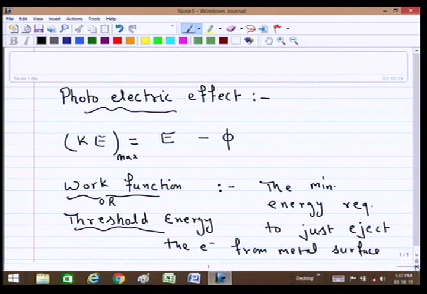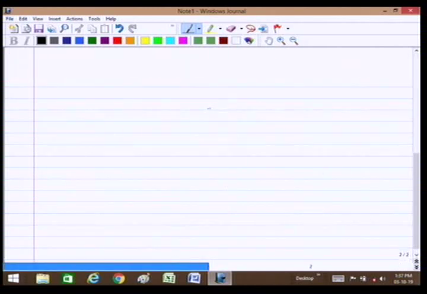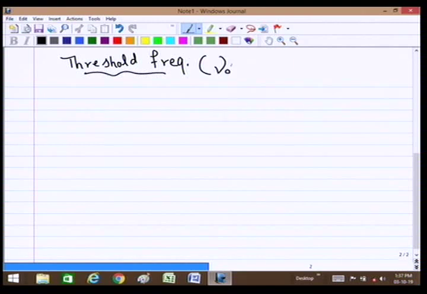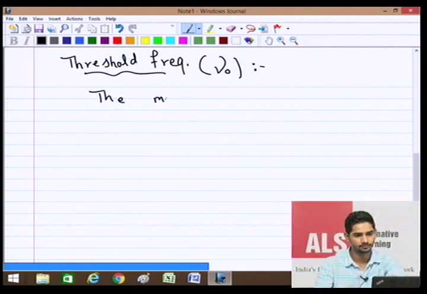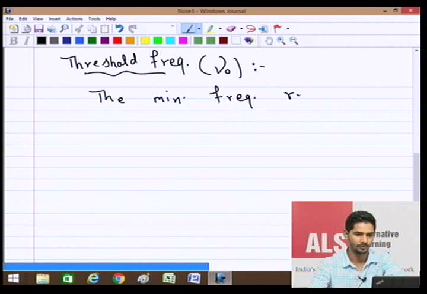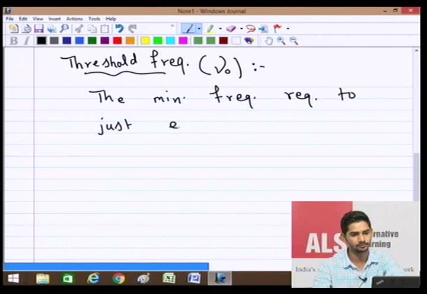Okay. So guys, let's move on. This is the threshold energy. Now, next. Threshold frequency. So this is represented by nu naught. Okay. Please copy this definition as well. The minimum frequency required to just eject the electron from metal surface.